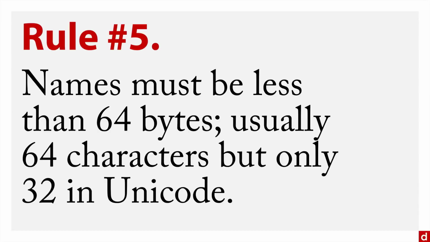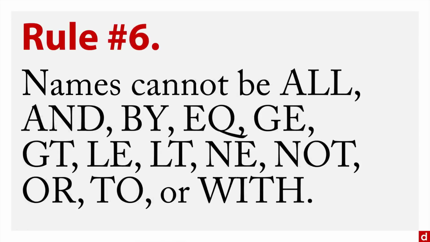And rule number five, names must be less than 64 bytes. In most text coding systems, that's 64 characters. But if you're using a Unicode system, that might be only 32 characters. And the last rule, rule number six, is the names cannot be any of these words: all, and, by, EQ, GE, GT, LE, LT, NE, not, or, to, or with, because those are all reserved function names within SPSS. So don't create that confusion. So those are the short names that go at the top of a variable.